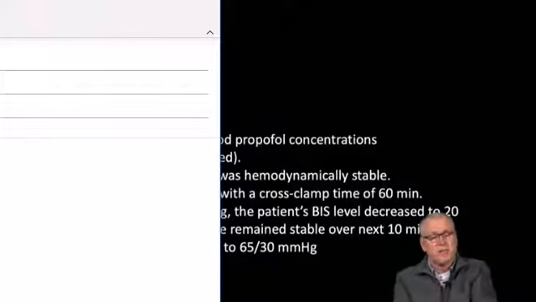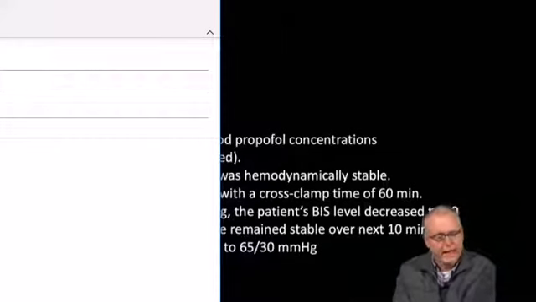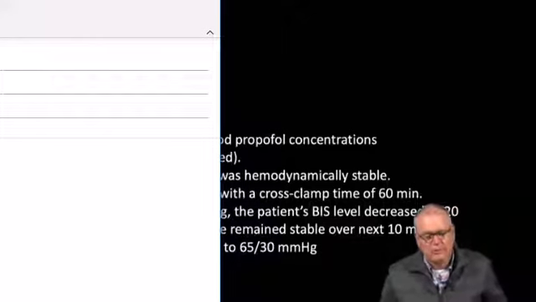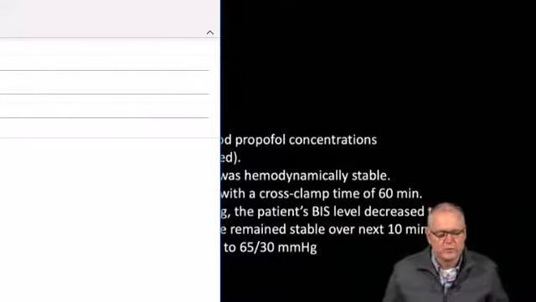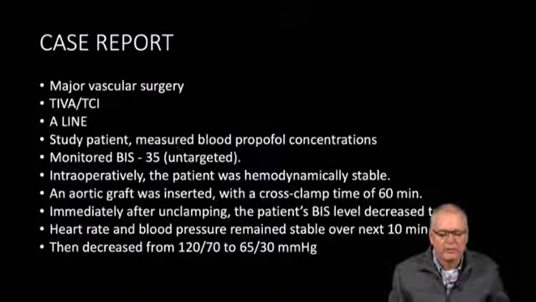The patient was having major vascular surgery. It was a TIVA with a target-controlled infusion. They had an A-line because they wanted to, of course, have beat-to-beat monitoring of this patient during a major vascular surgery, but they also wanted to measure blood propofol concentrations as part of a study. They were also monitoring the BIS, and they noticed that it was around 35. They weren't targeting a BIS level.